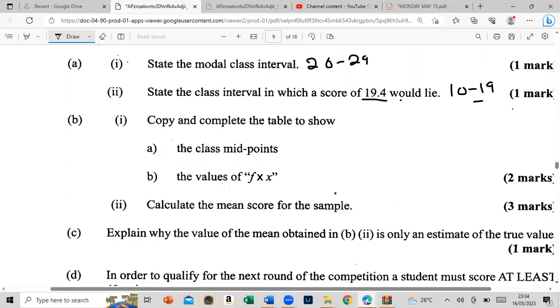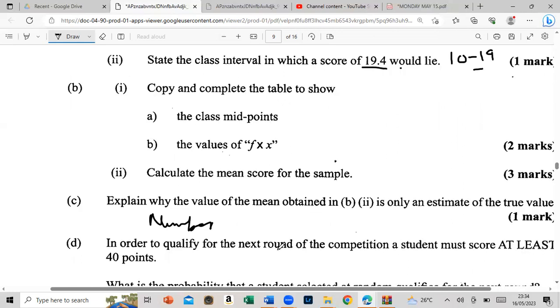It says explain why the value of the mean obtained in 2 is only an estimate. They didn't say find the mean. Okay. Well, the mean is only an estimate because the numbers are not 100% accurate. I think I know what happened. I did it in one video, but I didn't do it in the next.